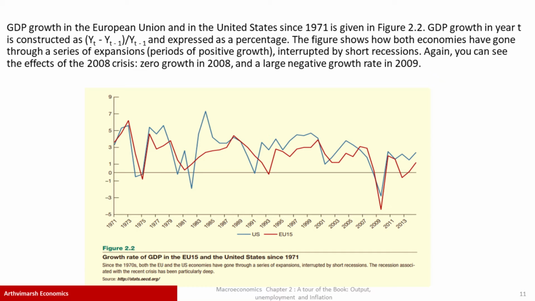This figure simply shows the growth in GDP in the European Union and the United States since 1971. As you can see, the growth rate is given as current year minus previous year upon previous year output.